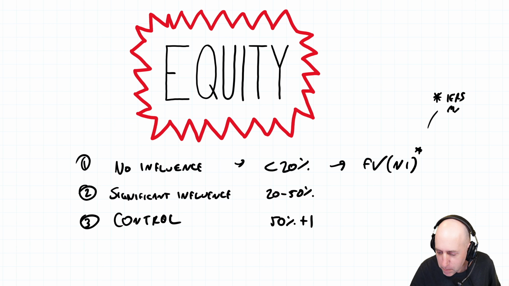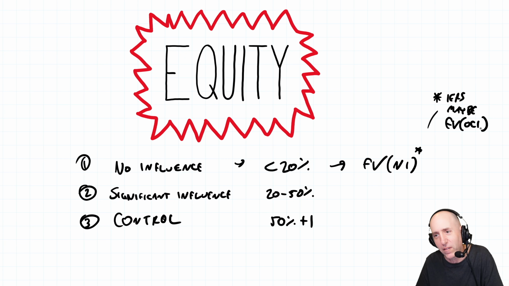IFRS maybe FV, fair value through OCI under certain circumstances. They have to make a specific election.